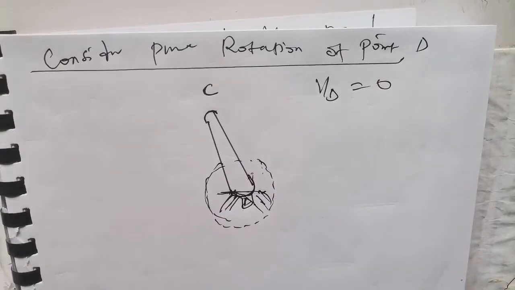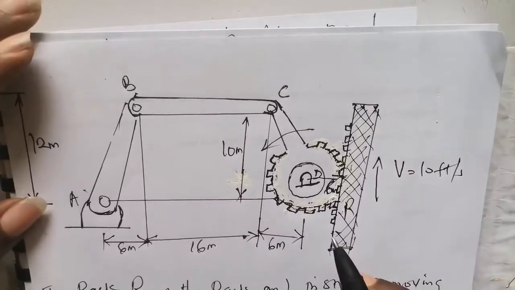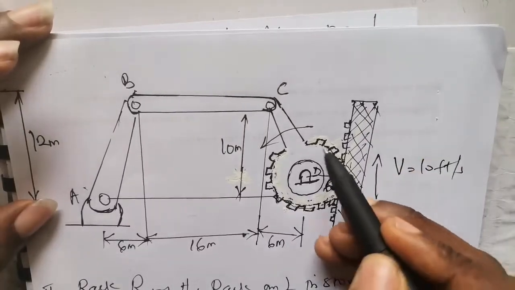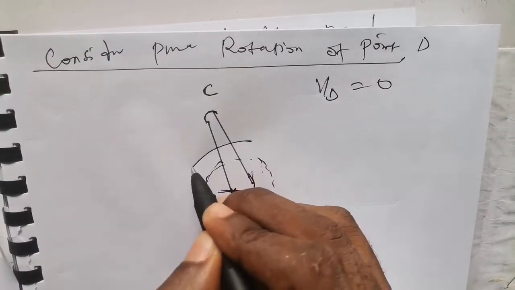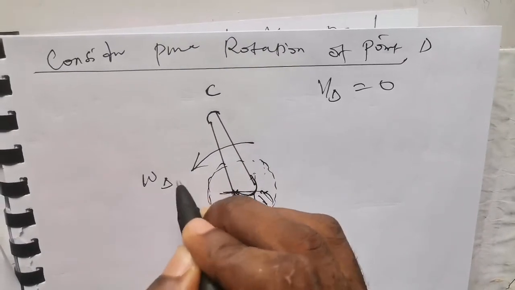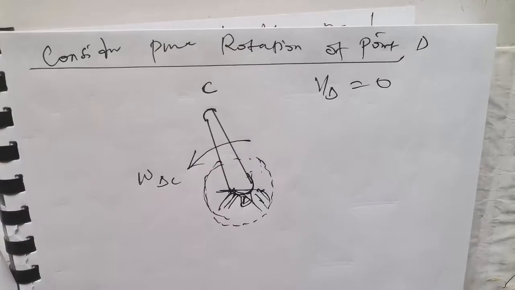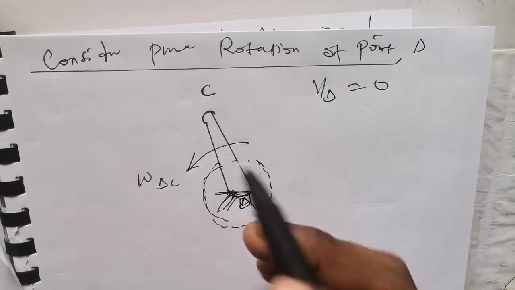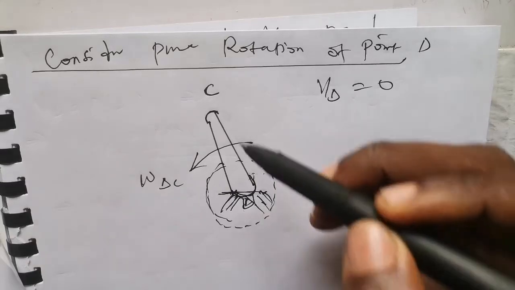Now, we said that since the rack system is moving upward, it means this gear will rotate anti-clockwise. So, motion along CD is actually in an anti-clockwise motion. The angular speed is simply omega DC from D down to point C. Keeping this, remember I said in the previous videos that once you have your angular speed at the other edge of the bar, you're going to have your linear speed, which is the relative speed between point D to point C.